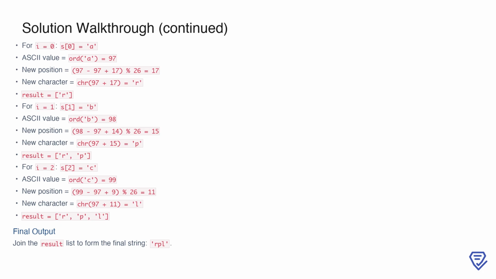Next, for the character B, its ASCII value is 98. Adding the cumulative shift of 14 gives a new position of 15 modulo 26, which corresponds to the character P. The result list is now R, P. Finally, for C, with an ASCII value of 99, adding the shift of 9 results in 11 modulo 26, giving us L. This makes the result list R, P, L. Joining these characters together, the final output string is RPL.